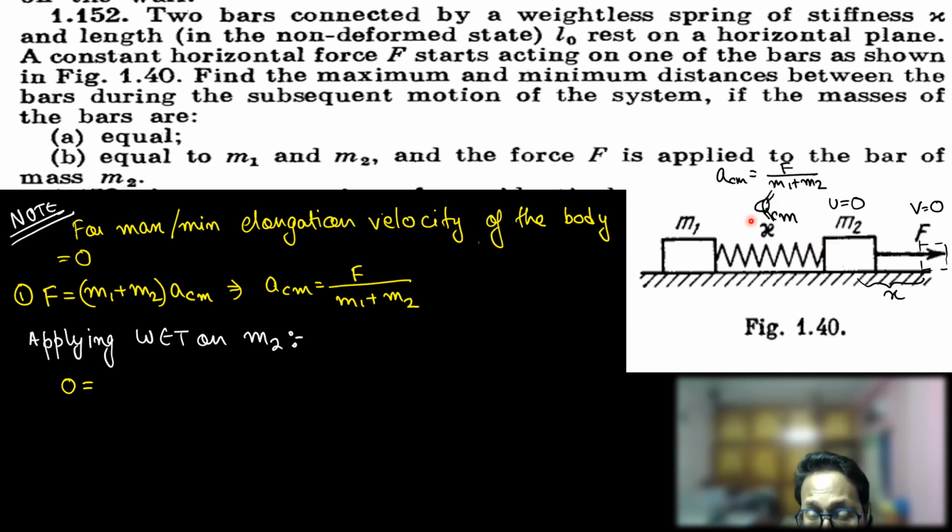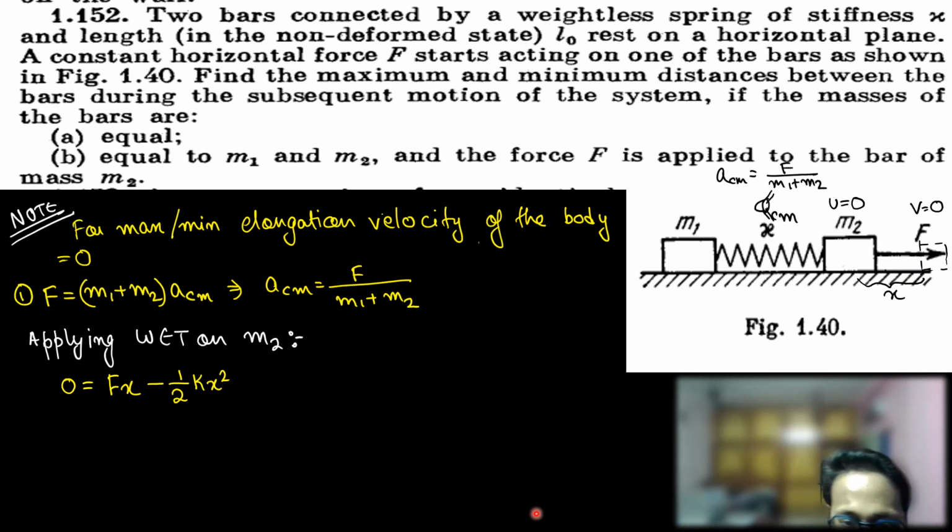Why? Because this observer is also accelerating, no? So this observer is non-inertial, and a non-inertial observer causes a pseudo force. So m2 will also experience a pseudo force. The work done by the external force is nothing but F into x. The work done by the spring force is nothing but minus half kx square. Why minus? Because the spring force is in the opposite direction. If I stretch the spring, the spring force will act in this direction, whereas the elongation is in this direction.